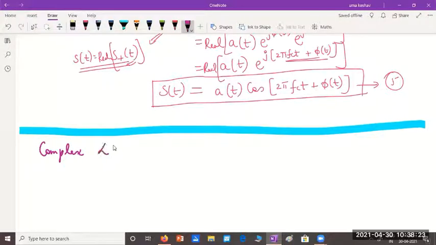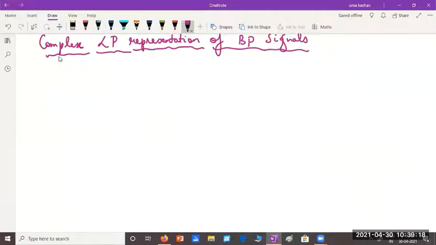complex low pass representation of bandpass systems or bandpass signals. So moving on to the complex low pass representation of bandpass signals. Let's start off. Let's say consider.